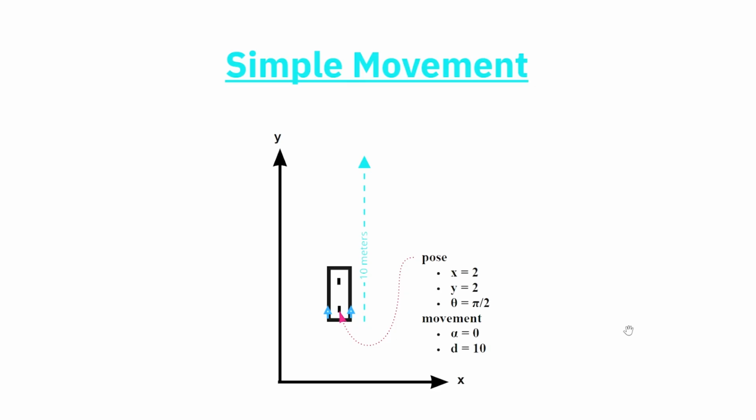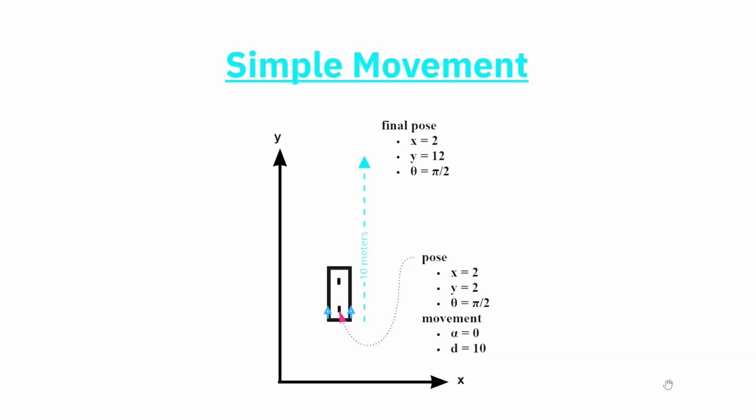Here is another example of applying a forward movement. What is the final pose of the robot? Since the orientation is parallel to the y-axis, the forward movement will only affect the y property of the pose. In this case, the final pose will be x equals 2, y equals 12, and theta equals pi over 2.